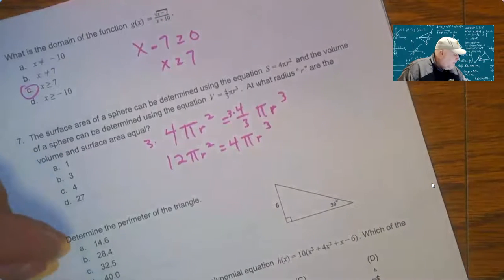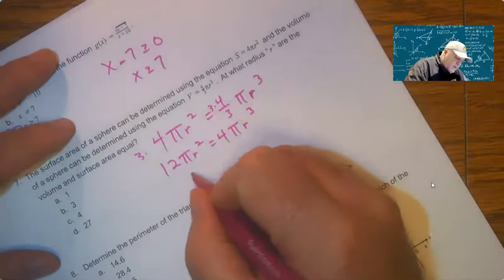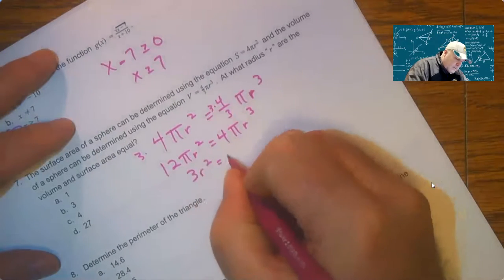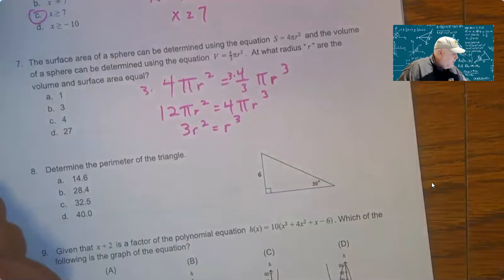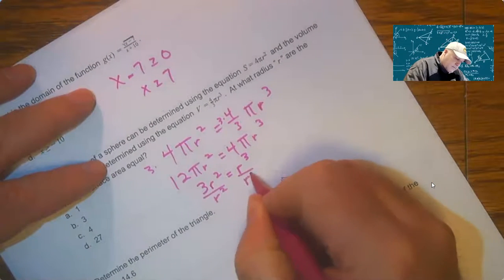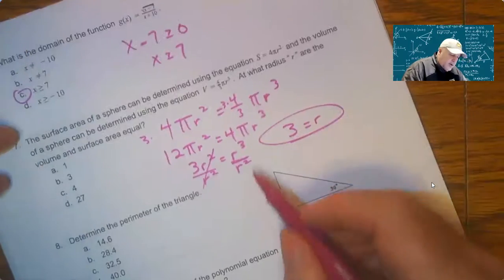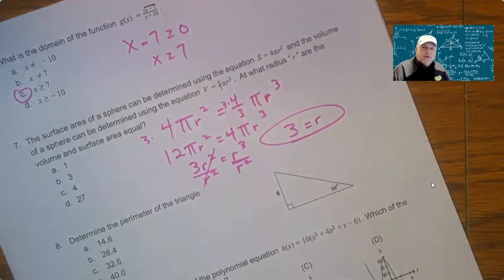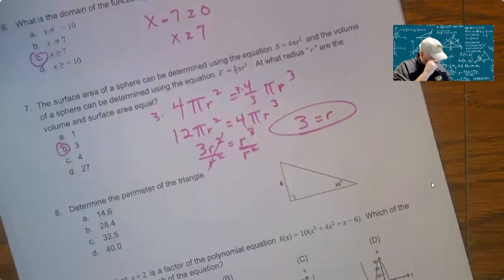Then we can divide out by 4 pi on both sides, so that creates a 3. Now divide by r squared. So 3 equals r, and then you would just subtract the exponents there. That's a pretty goofy little equation.